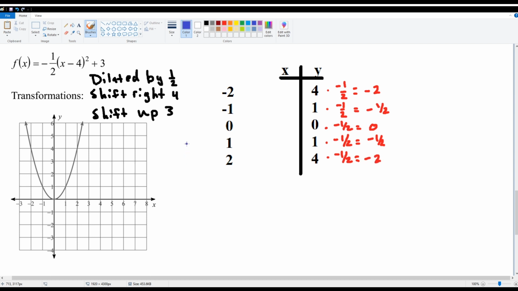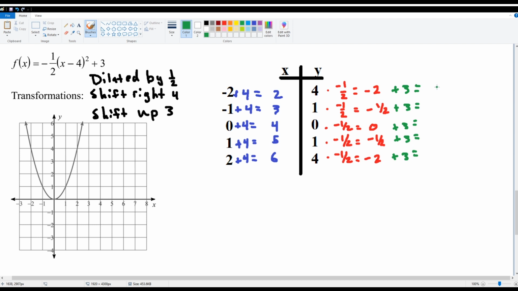Next, let's apply the shift right 4 by adding 4 to all of our x values. This gives us x values of 2, 3, 4, 5, and 6. Finally, we can apply our shift up 3 by adding 3 to all of our y values. It's really important that if you have both a and k in one of these problems that you apply the a value transformations first and add the k value transformations second. This is the same as following order of operations. Ultimately, the ending y values that we come up with are 1, 2.5, 3, another 2.5, and another 1.